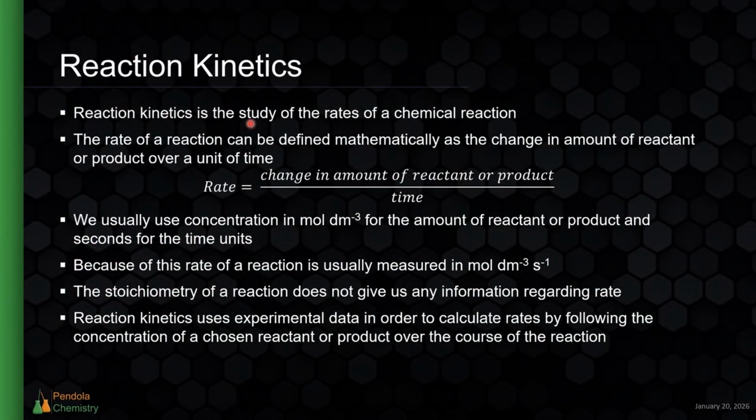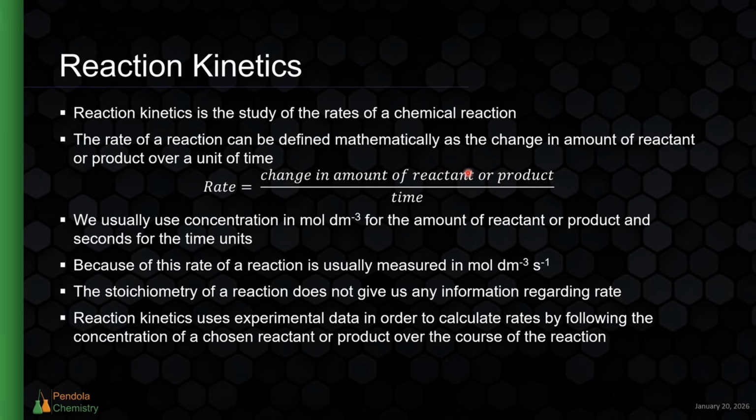So, reaction kinetics. Reaction kinetics is the study of the rate of chemical reactions. The rate of a reaction can be defined essentially as the change in amount of reactant or product concentration over a unit of time. So reaction kinetics in essence is just the chemistry of how quickly reactions happen and why. And we measure the speed, or how quickly a reaction happens, by the rate.